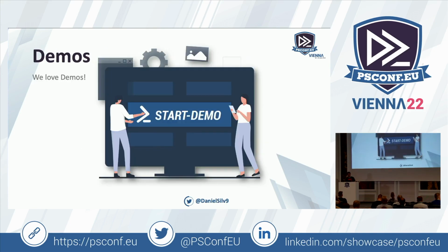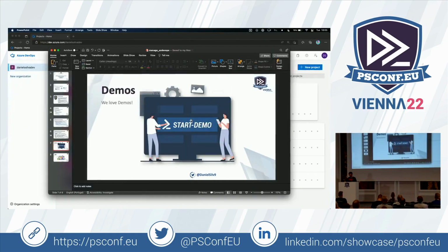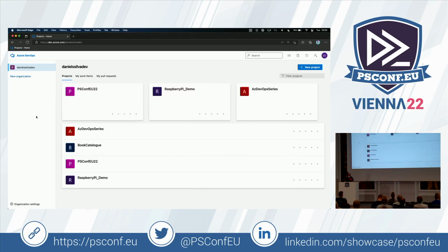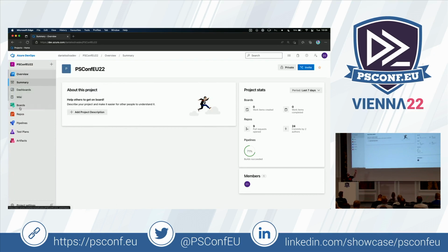So for the demos, as I said, this is what we'll be focusing on today. Just to give you the whole idea, this is the main page for the organization in Azure DevOps. In this case, the name of the organization is the name of my account, and I have different projects here. We'll be focusing on this PSConfEU 22 board project. Again, we have overviews, the boards, the repos, and the pipelines. As I said, there are more components such as test plans and artifacts, but I won't be focusing on those for this session.